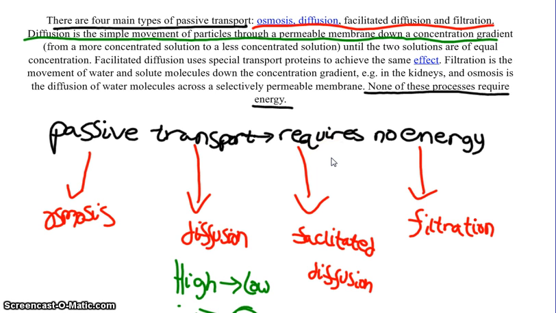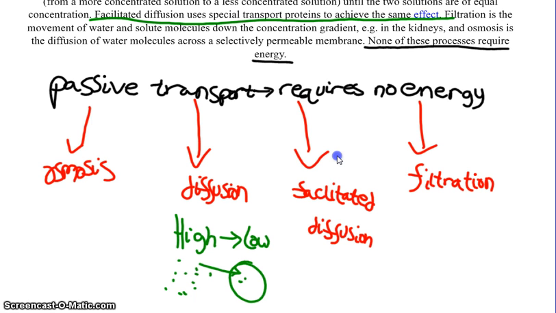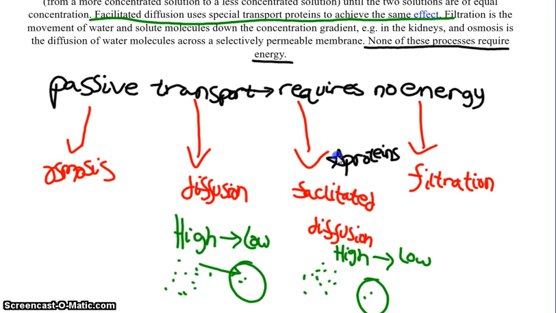Facilitated diffusion is what it talks about next, and it says facilitated diffusion uses special transport proteins to achieve the same effect. So over by facilitated diffusion, I'm going to put a star and I'm going to write proteins, because when I think facilitated diffusion, I want to think proteins. So now I'm going to draw my picture. It's the same concept, high to low. So we have all of our dots outside, our 2 dots inside, and then we have some kind of protein here that's going to help and move things from a high to a low concentration.